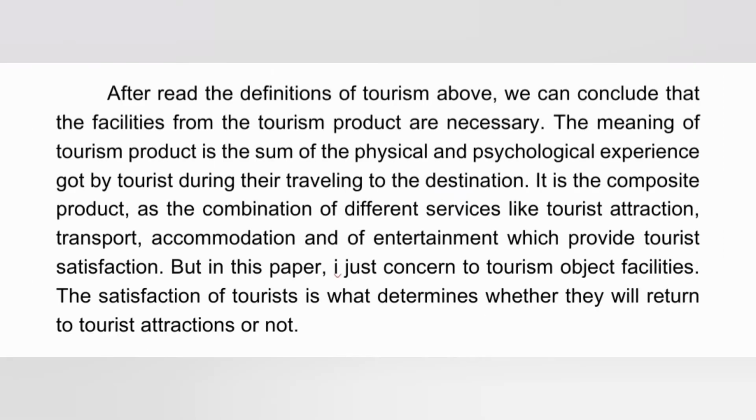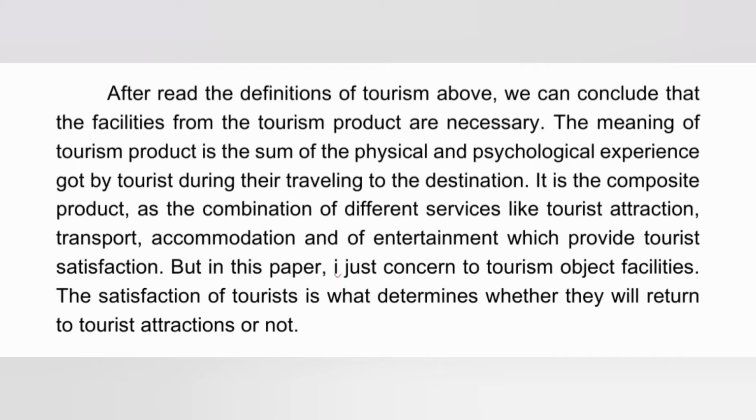After the definitions of tourism above, we can conclude that the facilities from the tourism product are necessary. The meaning of tourism product is the sum of the physical and physiological experience got by tourists during their traveling to the destination. It is a composite product, a combination of different services like tourist attraction, transport, accommodation, and entertainment which provide tourist satisfaction. But in this paper, I am just concerned with tourism object facilities.